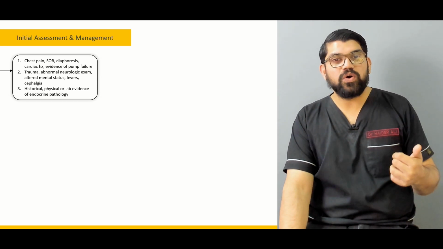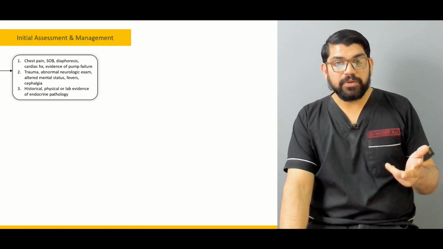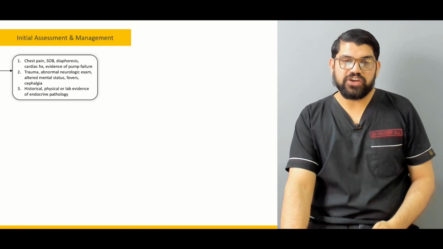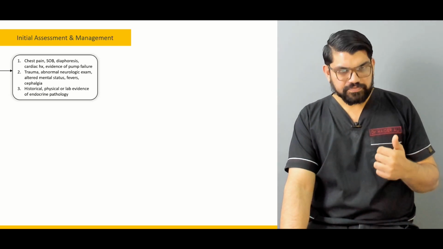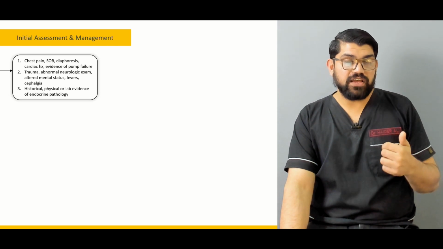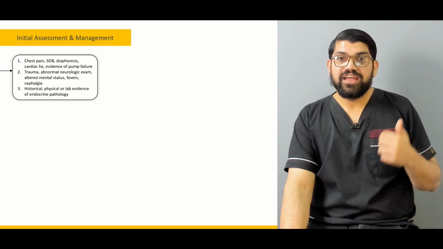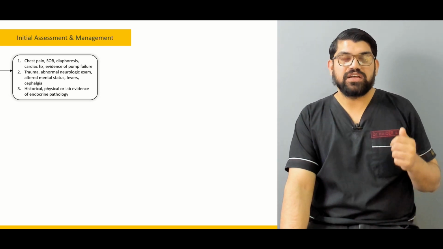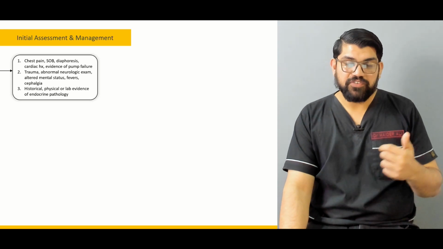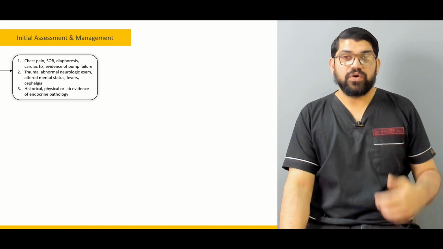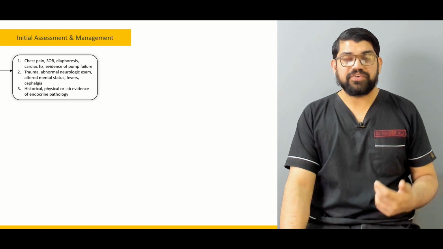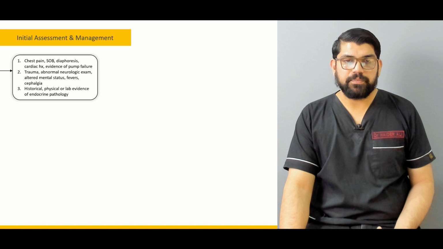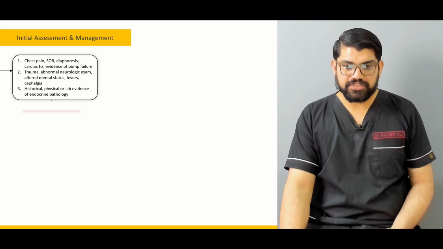So if there is no chest pain, think of trauma, abnormal neurological examination, altered mental status, think of any intracranial pathology. If there is physical or historical evidence of endocrine emergencies or pathology that can cause vomiting as well, rule out that endocrine pathology and treat, which includes thyroid storm or hypocalcemic crisis, which can cause vomiting and other associated symptoms.